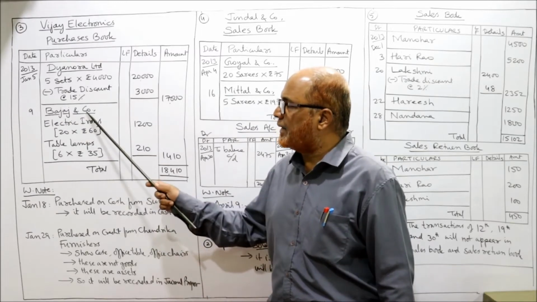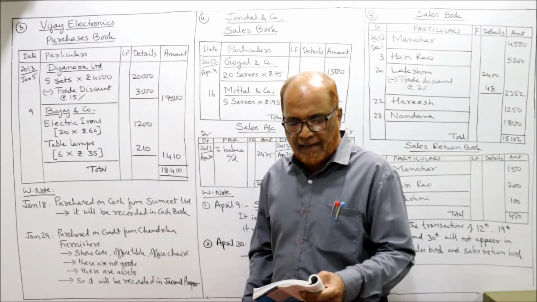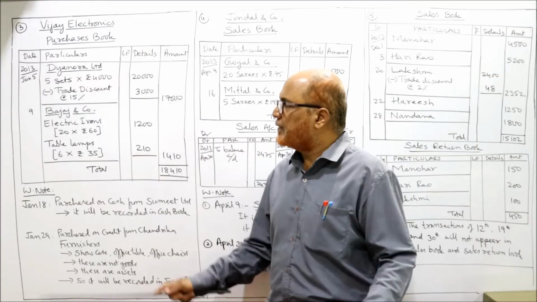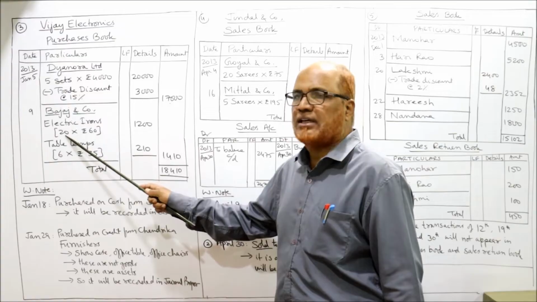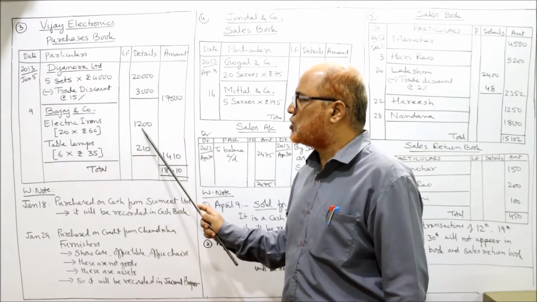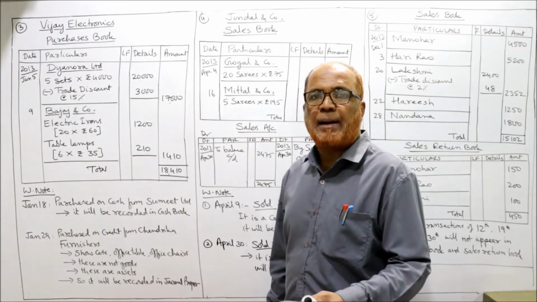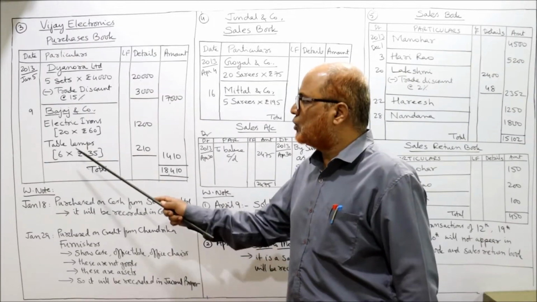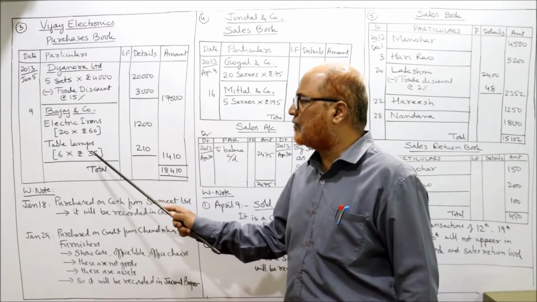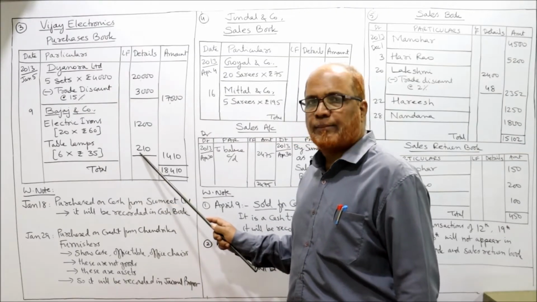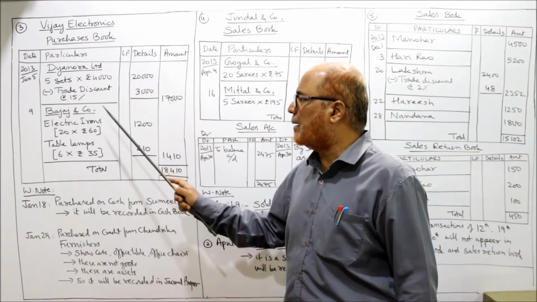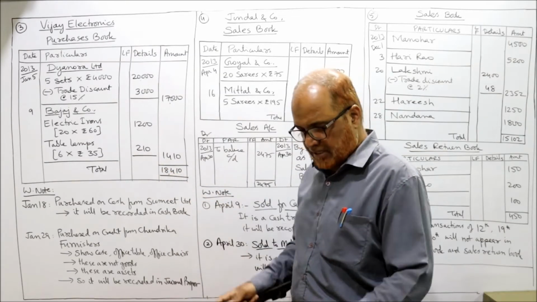Bajaj and Company. Electric irons 20 at the rate of rupees 60 each, 1200. And table lamps 6 at the rate of rupees 35 each. So total 210. So these are the 2 items purchased from Bajaj and Company. In the details column we have taken them.